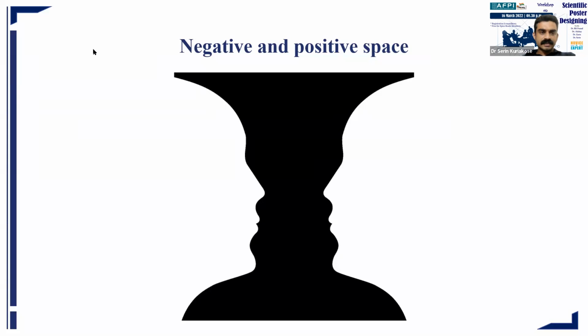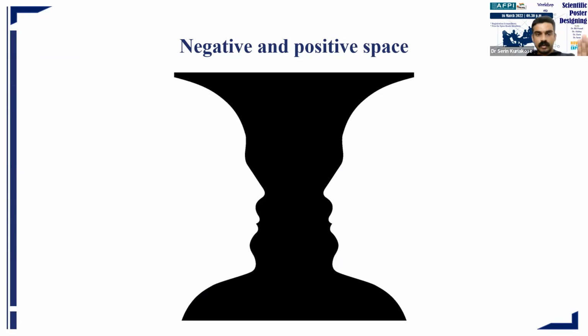That is purely one's perception. So we can see either face or vase, not a big deal. But what I'm trying to tell is, if you see face, that is the positive space, and what comes after that is the negative space. If you see vase, that is the positive space, and in that case face comes as the negative space. So while designing a poster, there should be positive space as well as negative space.